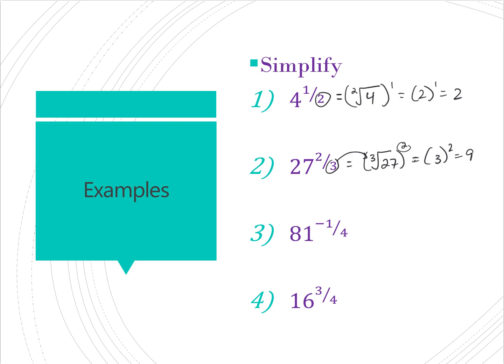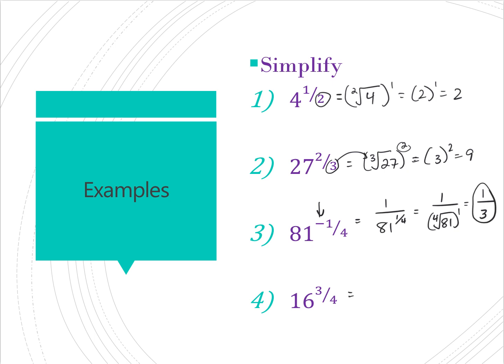Now notice in number 3, we have a negative 1/4 power. So again, the rules of negative still apply. So I'm going to have to take it to the denominator spot. Now I have 1 over 81 to the 1/4 power. And now I'm able to solve this part of it. That's going to be the 4th root of 81 to the first power. And the 4th root of 81, I have to think what number times itself 4 times equals 81, and it's 3. So my answer is 1/3.